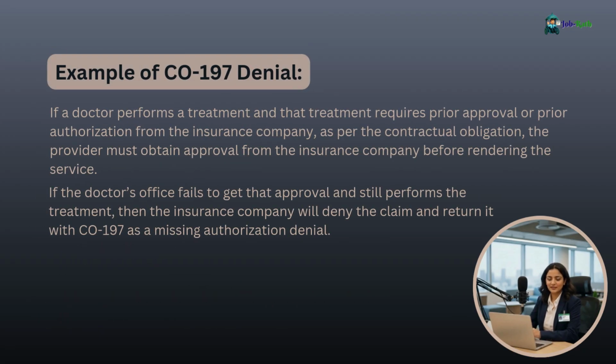For example, if a doctor performs a treatment and that treatment requires prior approval or prior authorization from the insurance company as per the contractual obligation, the provider must obtain approval from the insurance company before rendering the service. If the doctor's office fails to get that approval and still performs the treatment, then the insurance company will deny the claim and return it with CO-197 as a missing authorization denial.